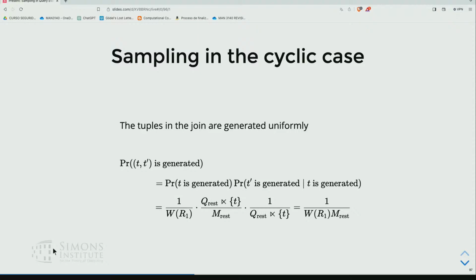The size is missing here, the size of this QRest semi-join T. And here you have this MRest, which is a quantity that doesn't depend on the tuples, actually. So you simplify these two values here, and what you get is similar to the bounds that we had before, right? You're saying W of R1 times this quantity that we have here. Okay, so it's going to be uniform generation, but with the caveat that you have to compute the answer to QRest, since the split is not unique.